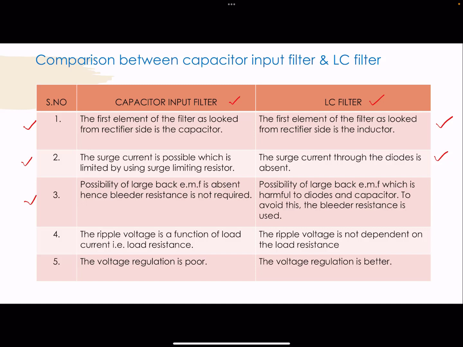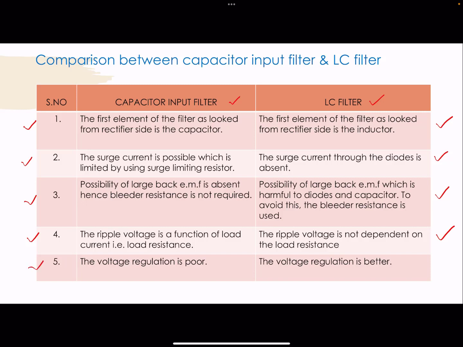Third point is, in the case of the capacitor input filter, the possibility of large back EMF is absent, hence the bleeder resistance is not required. Whereas in the case of the LC filter, the possibility of large back EMF, which is harmful to the diodes and the capacitor, is generated, and to avoid this the bleeder resistance is used. The fourth point is, in the case of the capacitor input filter, the ripple voltage is a function of load current, that is the load resistance. Whereas in the case of the LC filter, the ripple voltage is not dependent on the load resistance.